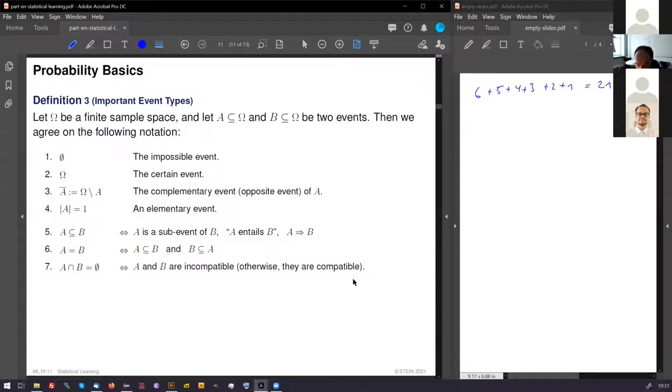Here are important event types. You know all this. The impossible event, which never happens. The certain event, which always happens. When rolling a dice, it always happens that you get a 1, a 2, a 3, a 4, a 5, or a 6. There's a complementary event, sometimes called opposite event. The elementary event, which has only one elementary outcome. This here is important to understand: sub-events.